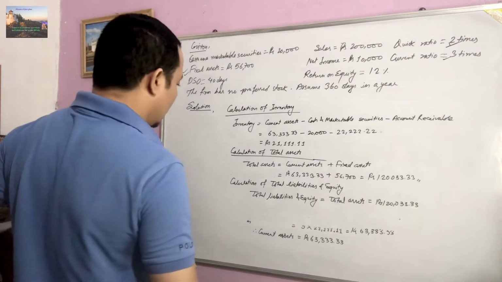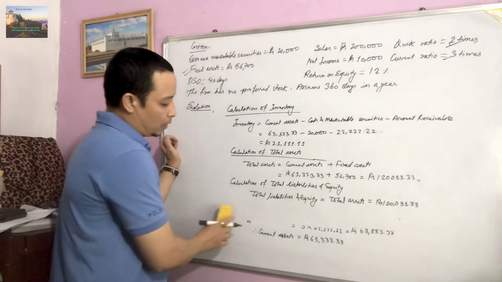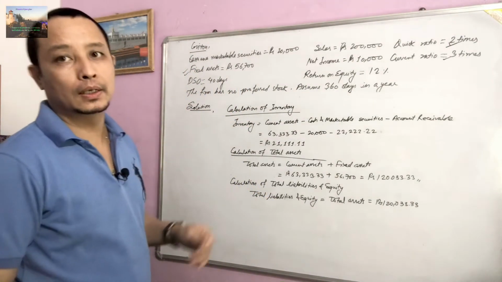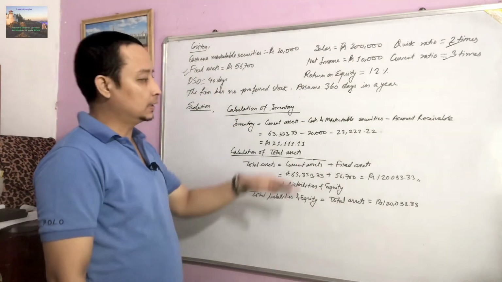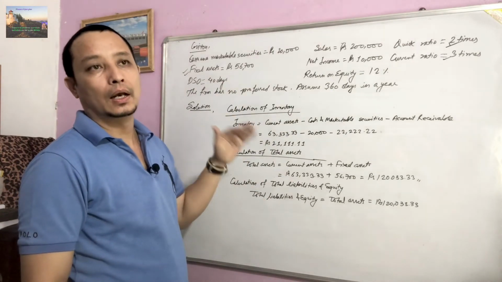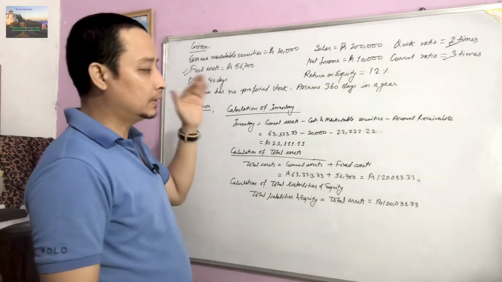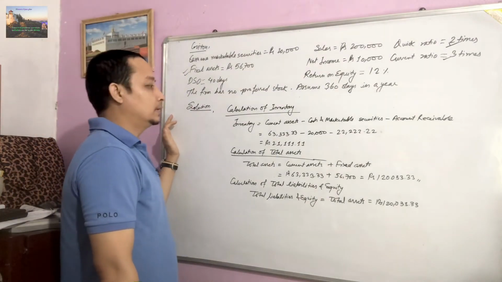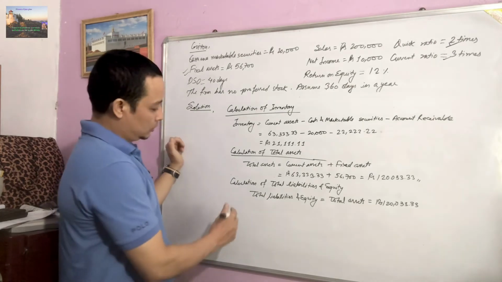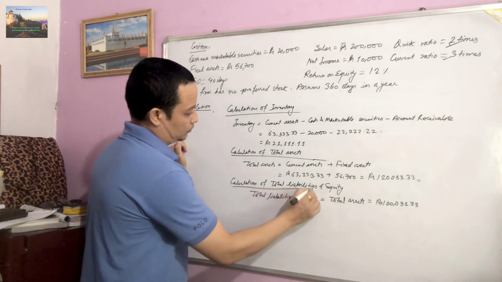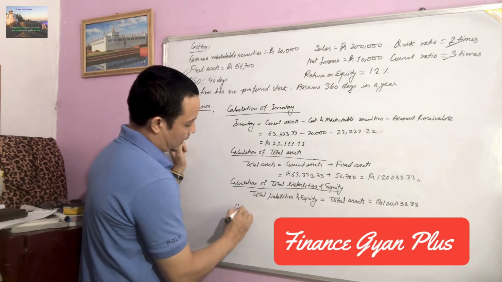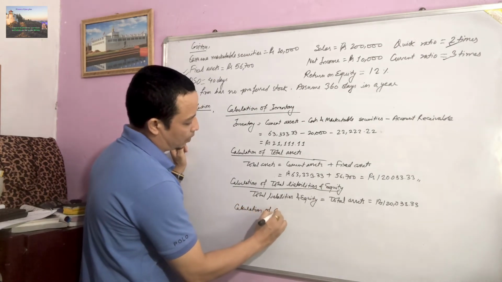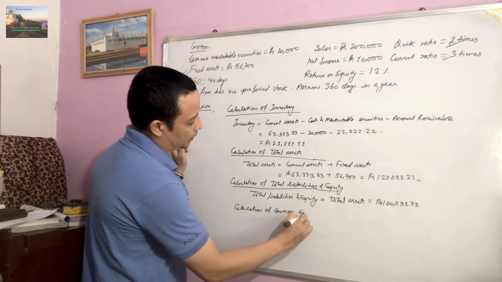Now after finding total liabilities and equity, you have to find the common equity, because in the liability side you can see current liability is there, long-term debt is there, and common equity is there. Now you can use return on equity to find the common equity. Calculation of common equity.